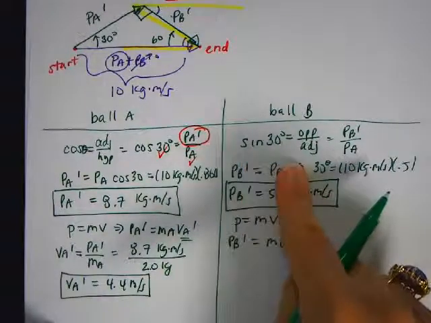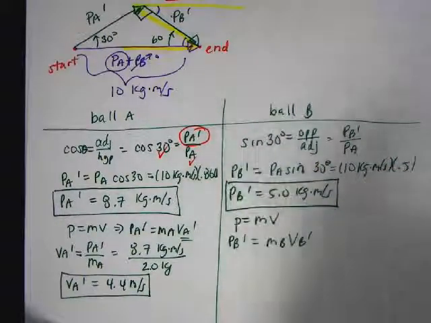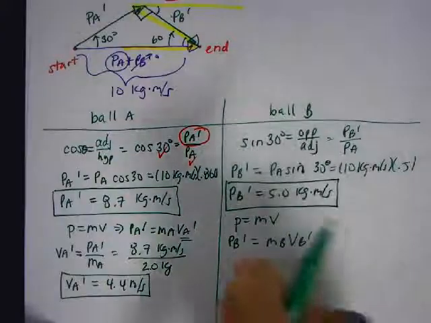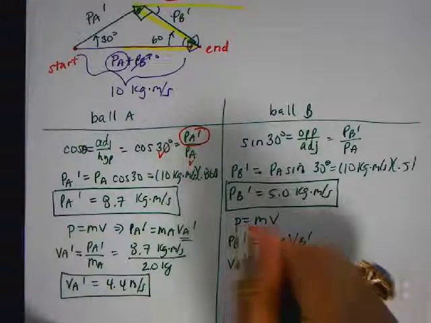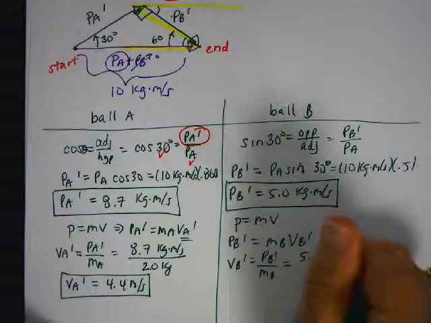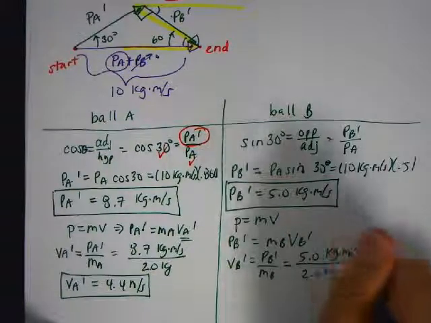So you do it whatever way you want. If you want to use sine, you use sine. If you want to use cosine, you use cosine. Either way, you're going to get the same answer. You just have to use the correct angle. So PB prime is equal to MB VB prime. So VB prime is PB prime over MB, which is 5 divided by 2. So VB prime is equal to 2.5 meters per second.